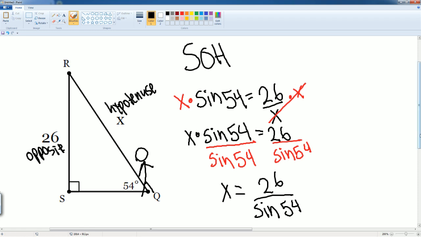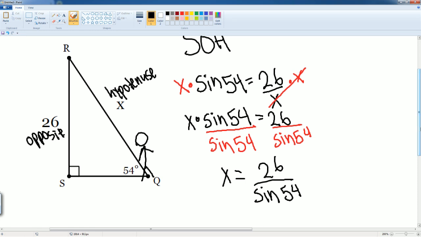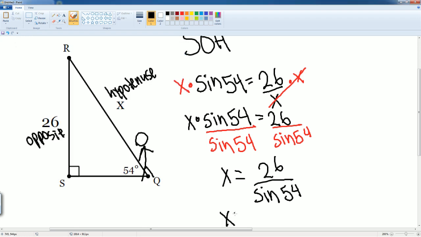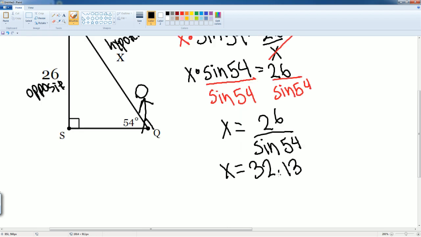This is what you're going to be entering into the calculator. So we have here 26 divided by sine 54, and we get 32.13. So x is equal to 32.13. And remember, we round it, so we just care about 32.1.